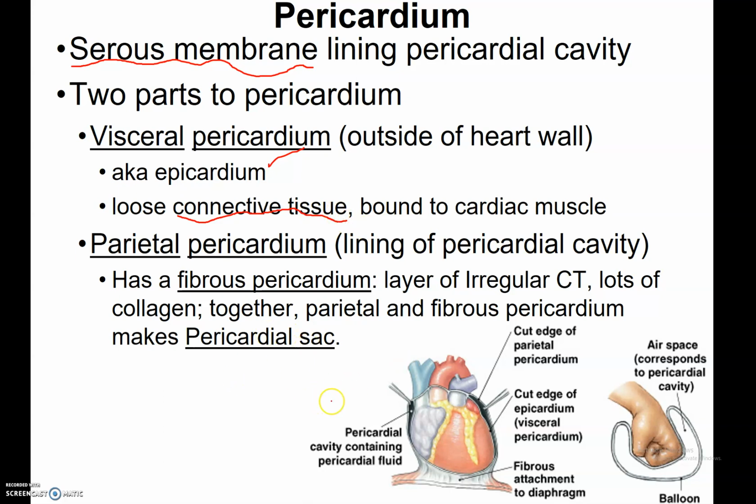The pericardium is lining the pericardial cavity. And so this also has a fibrous component and has lots of irregular connective tissue, lots of collagen, lots and lots of fibers connecting the visceral pericardium. So here's our parietal pericardium, or fibrous attachment here. And we can also call that the pericardial sac.